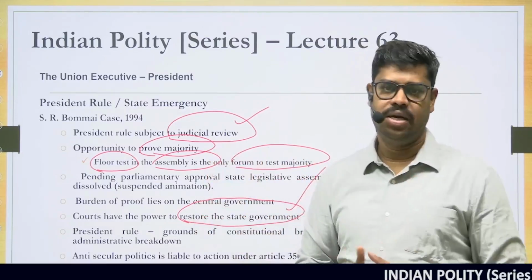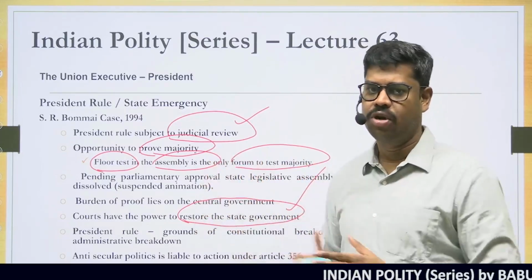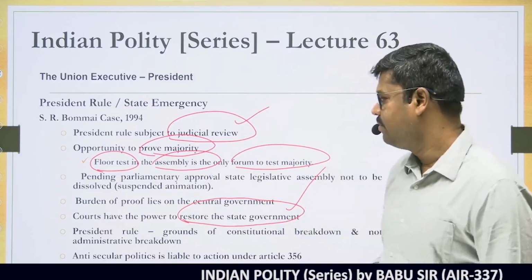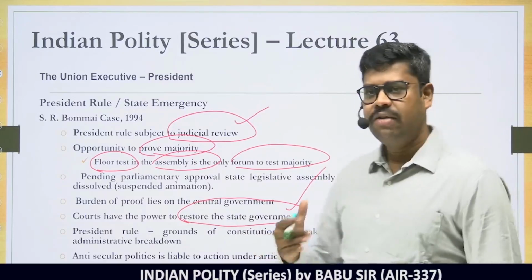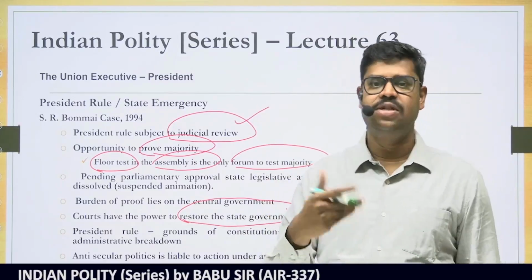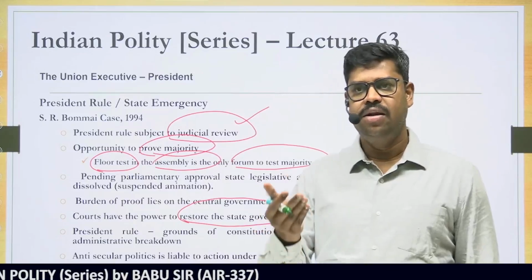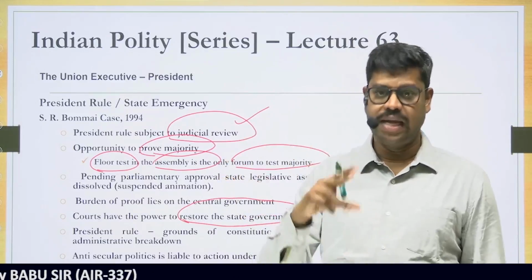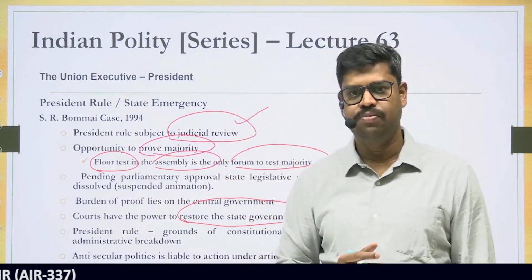So that's a basic understanding you should have. That's another important guideline that has been given. And the next important guideline that has been given by the Supreme Court is, whenever the president rule is imposed, suppose let us assume the president rule is imposed. Once a president rule is imposed, then the president rule has to be approved by both the houses of the parliament. What is the time limit within which the president rule has to be approved?